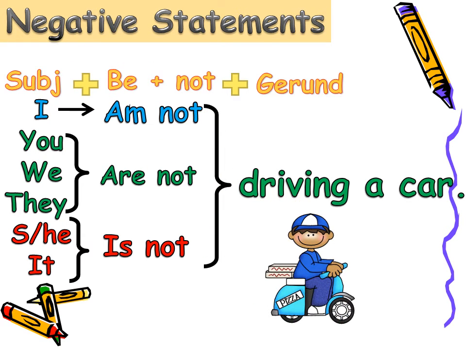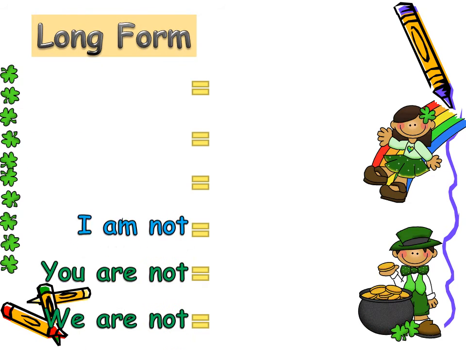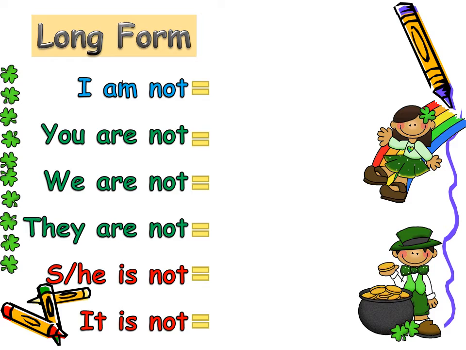Like this boy, he is driving a motorbike. Okay, the long form for the negative: I am not, you are not, we are not, they are not, she is not or he is not, it is not. What about the short form?